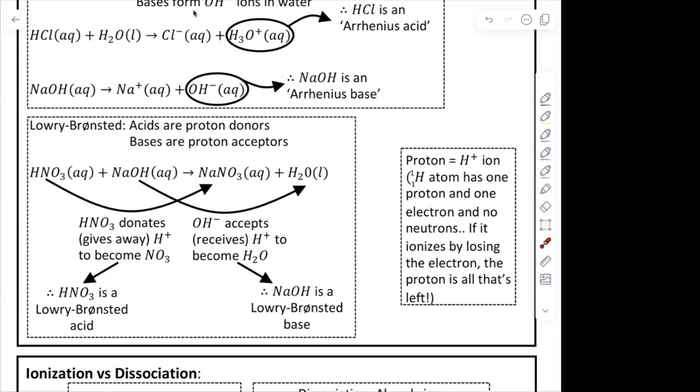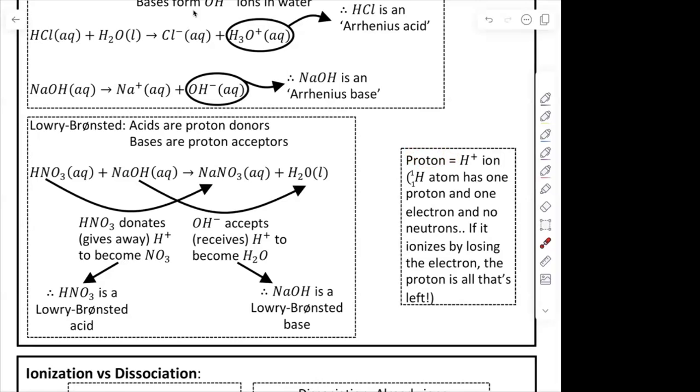So again, when we look at what a proton is, we're dealing with the H plus ion, right? Why do we call the H plus ion a proton? If you look at hydrogen, hydrogen only has one electron and one proton. Hydrogen doesn't have any neutrons. So if I remove the electron from hydrogen, all I'm left with is a single proton. There are no neutrons. That's why we refer to H plus as a proton, right?